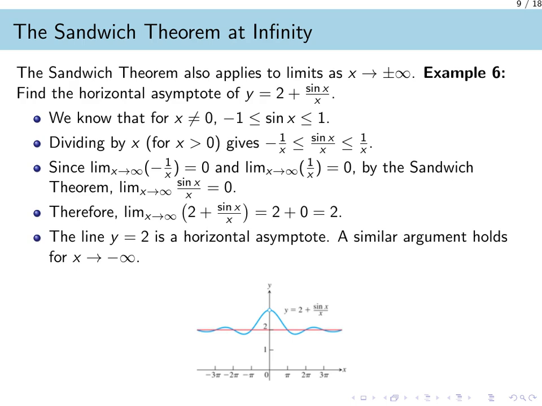For very large x, the term sine of x over x becomes trapped between two other functions, -1 over x and +1 over x. As x gets infinitely large, both of these outer functions approach 0, so the function in the middle is squeezed down to 0 as well. Therefore, the limit of our original expression is simply 2 plus 0, which is 2. This tells us the line y equals 2 is a horizontal asymptote for the graph of this function.